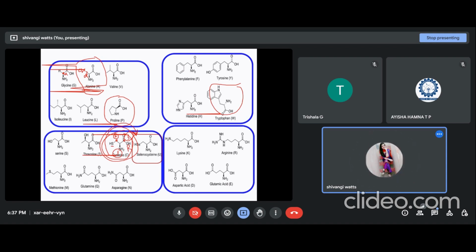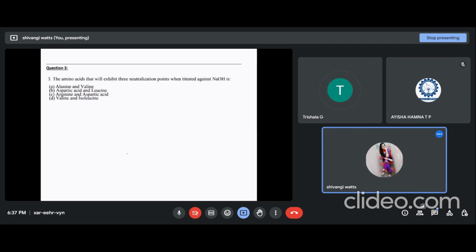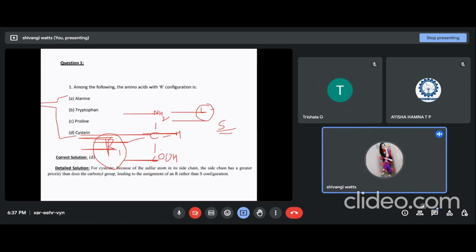Understood? So this cysteine, this is the solution. Option D is the right option. Cysteine is having the R configuration because of the sulfur atom in its side chain, the side chain has a greater priority than the carbonyl group, leading to the assignment of R configuration rather than S configuration. So option D is the right option, that cysteine is having the R configuration.